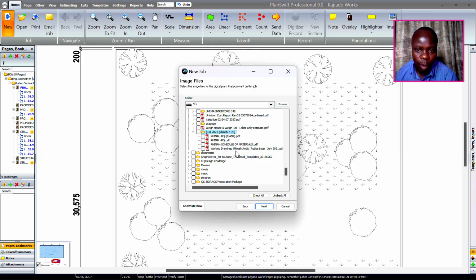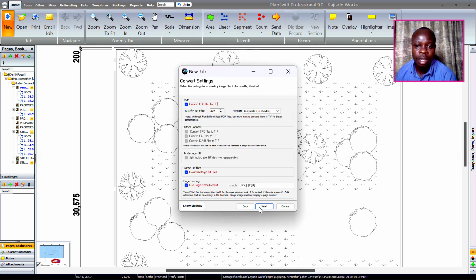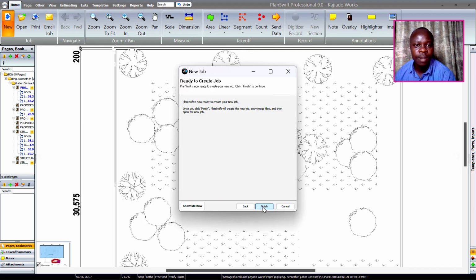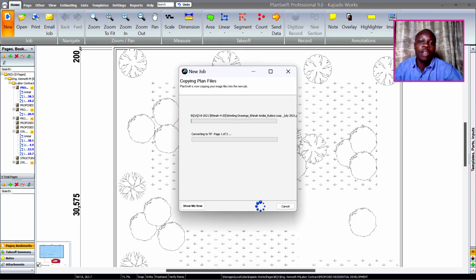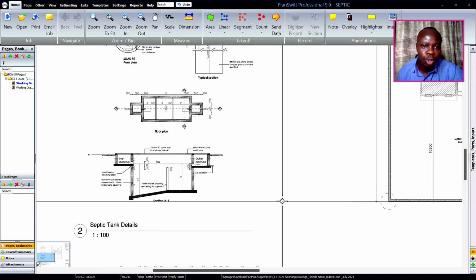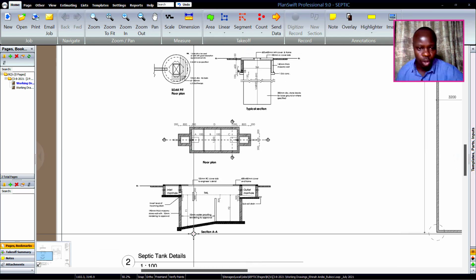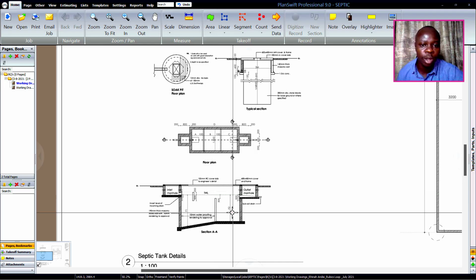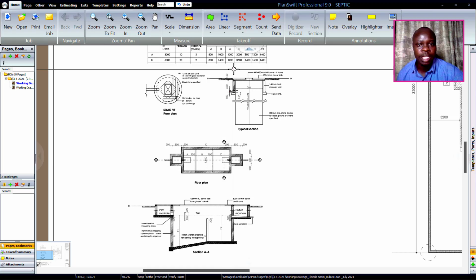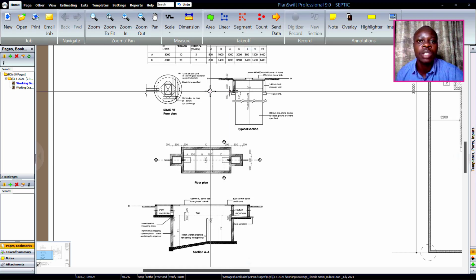So this is the one that I want. I will click on that, then next, then again next, and next, then finish. So you give it time so that it opens up the particular drawing that you hope to look into. So here we are. We have the drawing already opened here. Today we are interested in the septic tank, so this is where we'll focus.